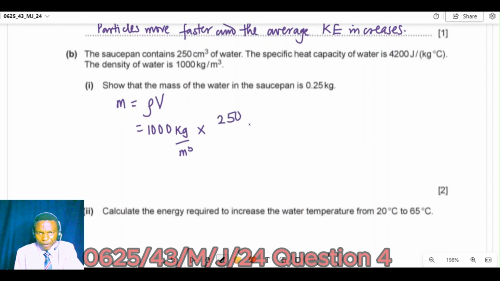So times this water, which is 250 cm cube. So we convert the cm cube to meter cube. So that will be times 1 meter over 100, 100 cm make 1 meter, so cubed. So if we do that, that will give us 0.25 kg.